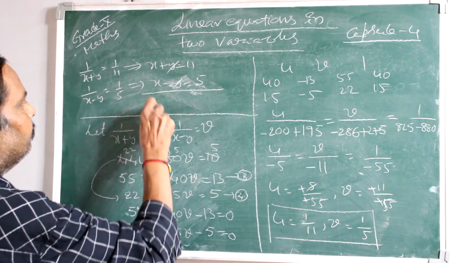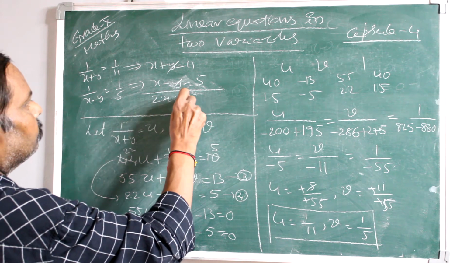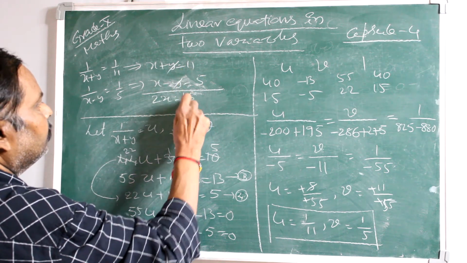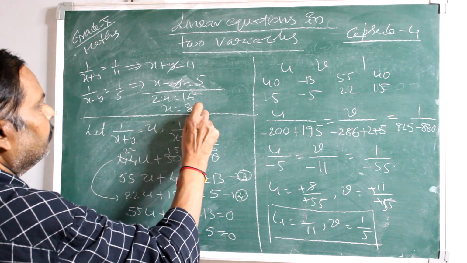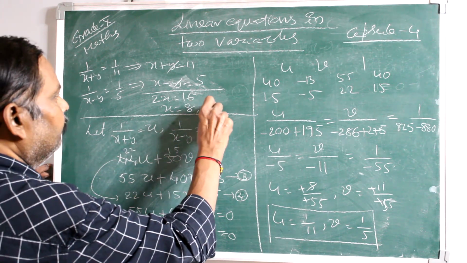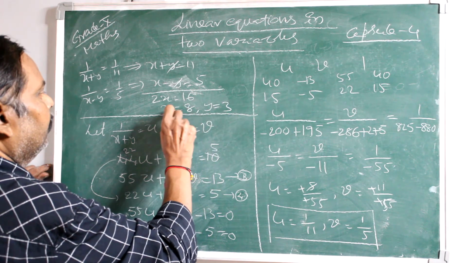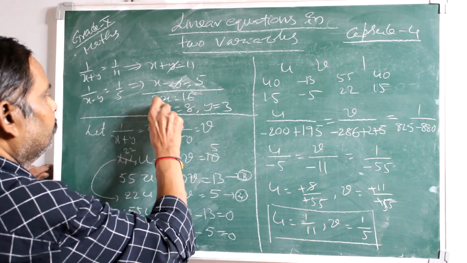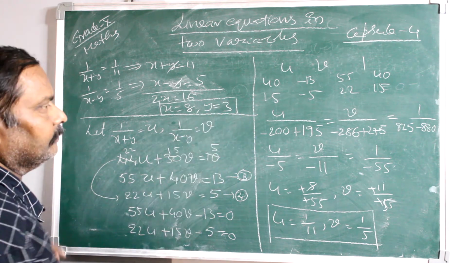Minus y plus y cancels. 2x is equal to 16, then x is equal to 8. When x is equal to 8, y will be 3 because 8 plus 3 is 11. So this is the final answer.